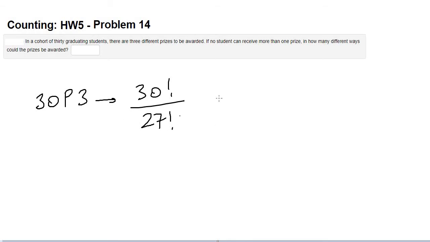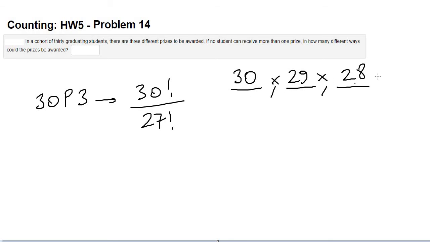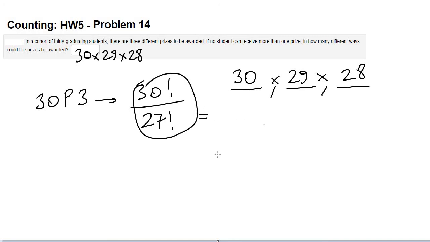Or you can think of it like this. You have 3 awards to be given, and the first coordinate can be one of those 30 students, and the second coordinate can be only one of those 29 because we cannot reward the same student, and this is going to be 28. And if you multiply each of those coordinates, that's going to be the answer. You can either write it in this form or in this form, or execute the number.